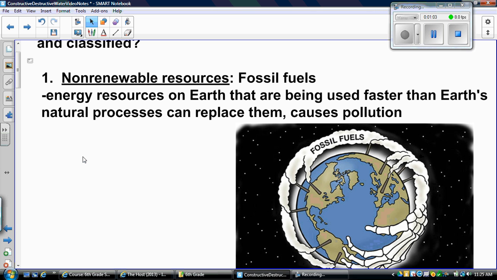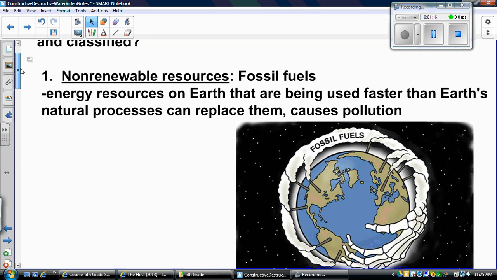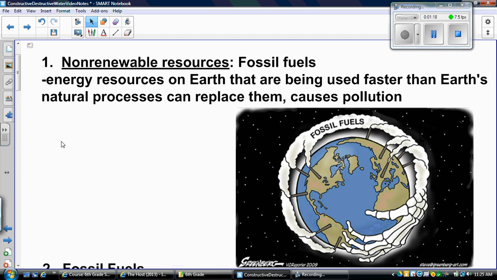So, non-renewable resources or fossil fuels are energy resources on Earth that are being used faster than Earth's natural processes can replace them. They also cause pollution, as you can tell from my lovely picture right down here. Okay, so we will eventually run out of fossil fuels, and the Earth cannot replenish fossil fuels as fast as we are using them. And plus, they're not exactly healthy for our Earth.